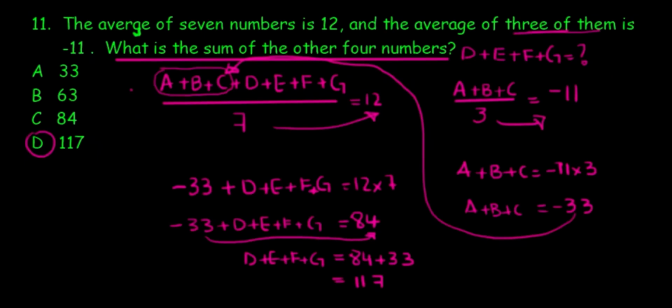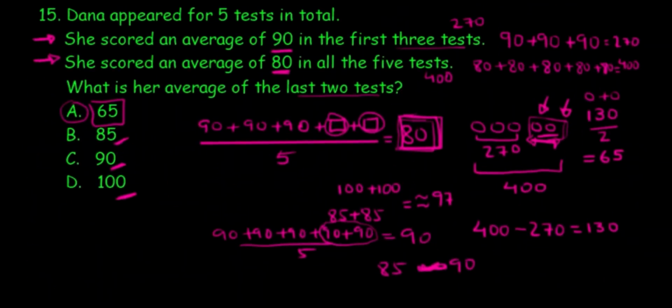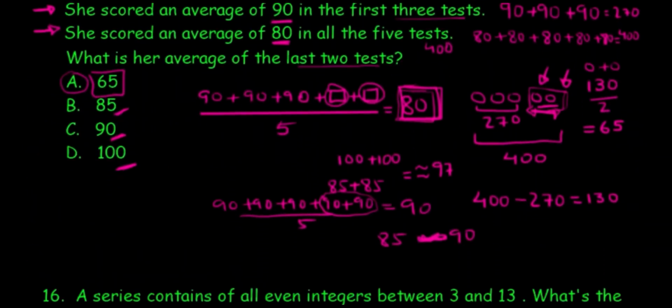Question number 11, the way we added them all up and formed 2 equations, you can do this question in the exact same format, this one here, and you get the same answer, 65. So I've shown you 3 ways of working it out. Let's move on to the next question.